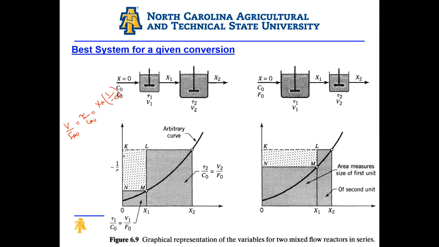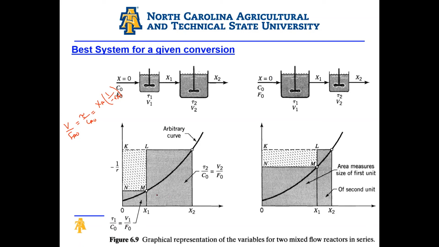So if I plot 1 over minus RA versus X, and if I divide this into a bunch of small squares and calculate the area under all the squares, I'm going to get V over FA naught, which is an indication of the reactor volume, or it can be the reactor volume if you just have any of these parameters, right? So the area under this chart is equal to this. So I'm going to use this graph to determine which system will give me a better conversion.